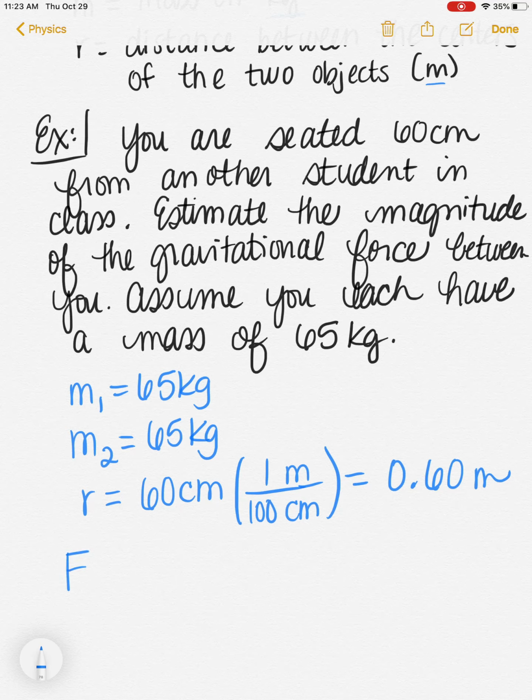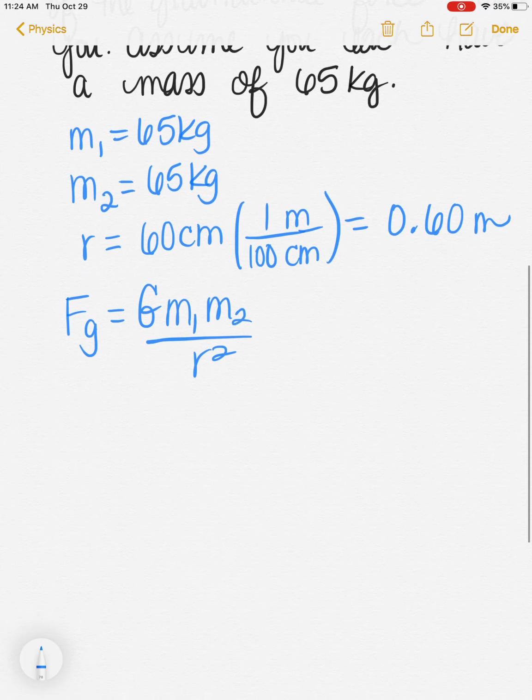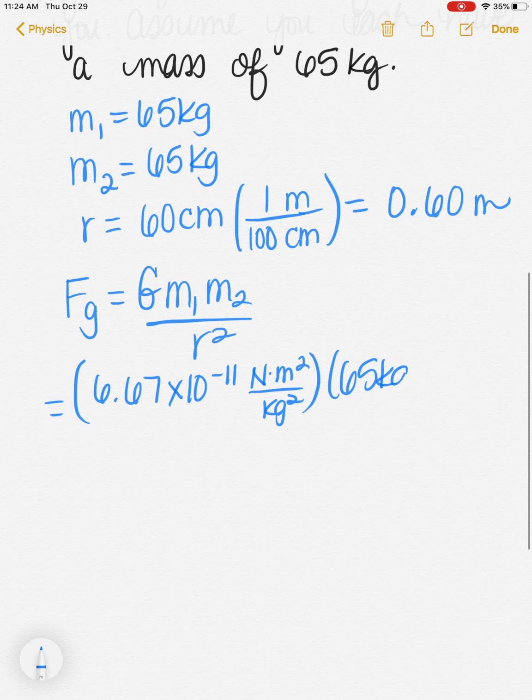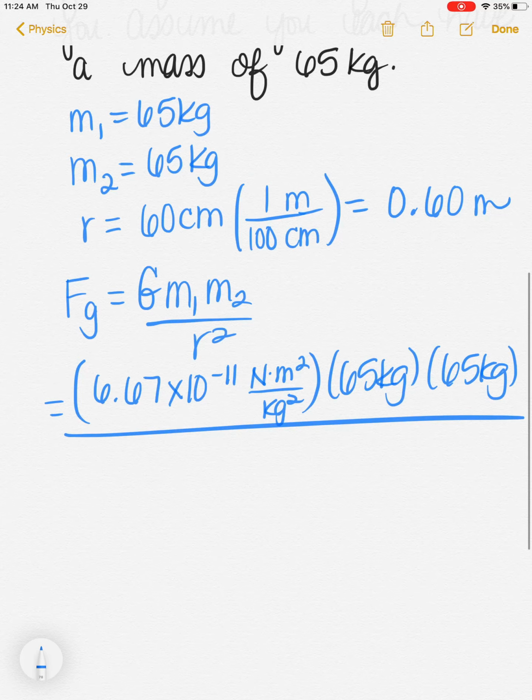Now we are ready to find the force of gravitational attraction. So that's big G m1 m2 over the radius squared. Now we can plug in our values. G is 6.67 times 10 to the negative 11th Newton meters squared per kilogram squared. We multiply by 65 kilograms times another 65 kilograms. And then we divide by the radius in meters, so 0.60 meters, and square it.